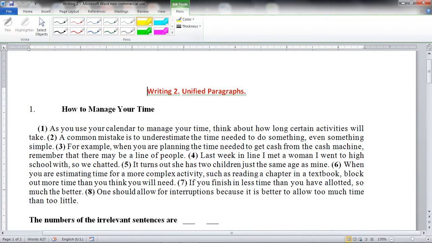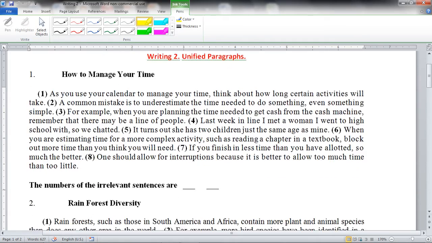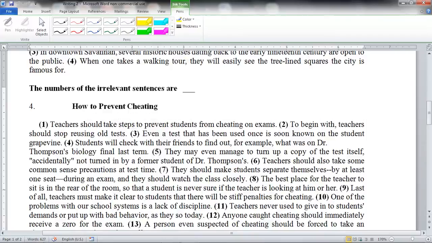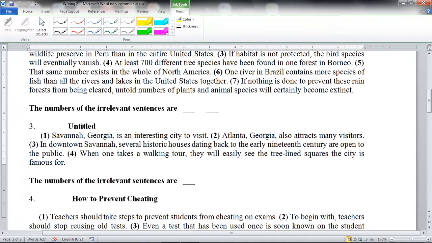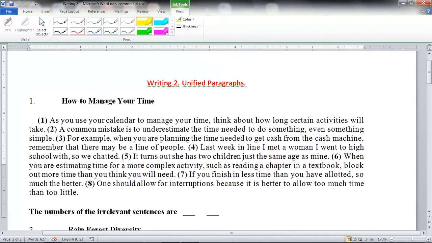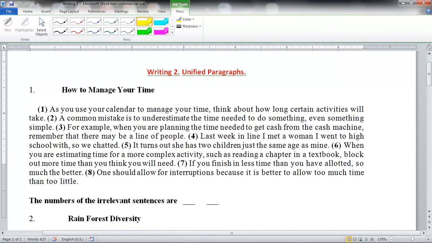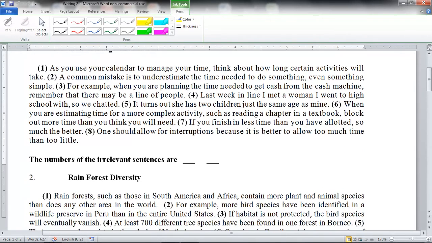Bismillahirrahmanirrahim. I found these four paragraphs, which I thought were good exercises in determining unified versus non-unified paragraphs. There are four short paragraphs here that we shall read together, inshallah. And there are some sentences that don't belong.